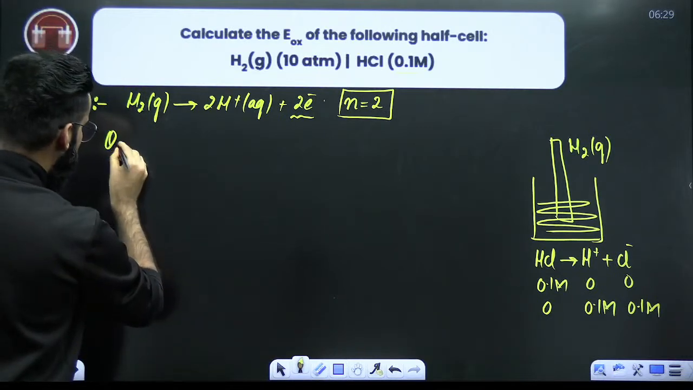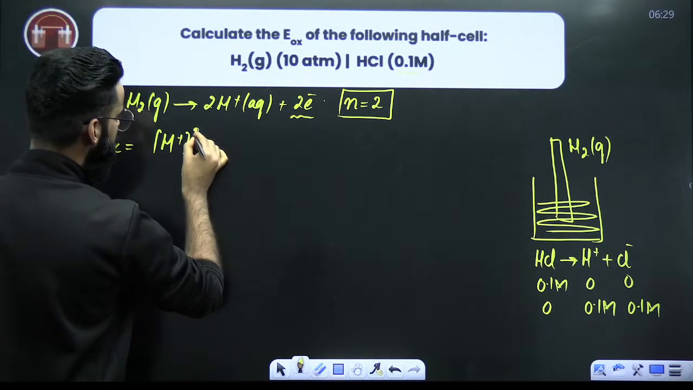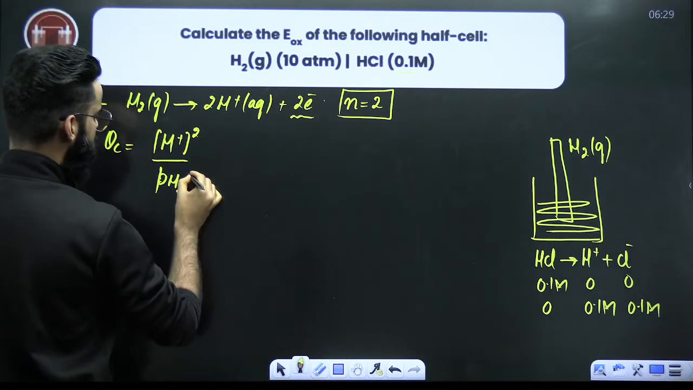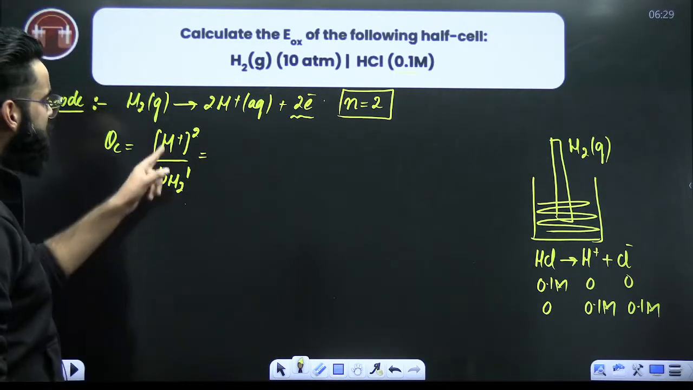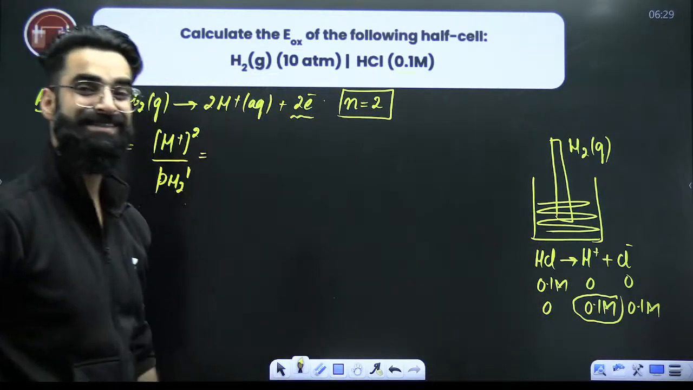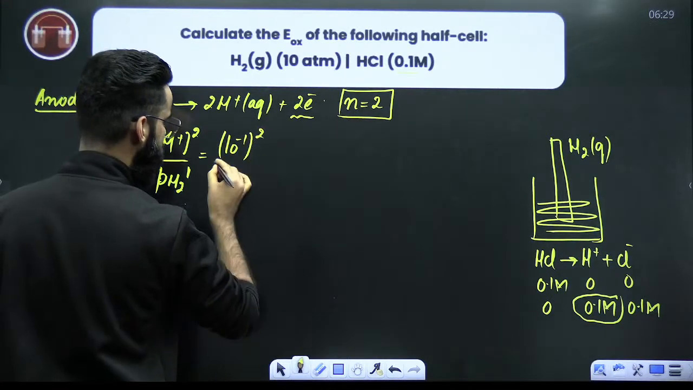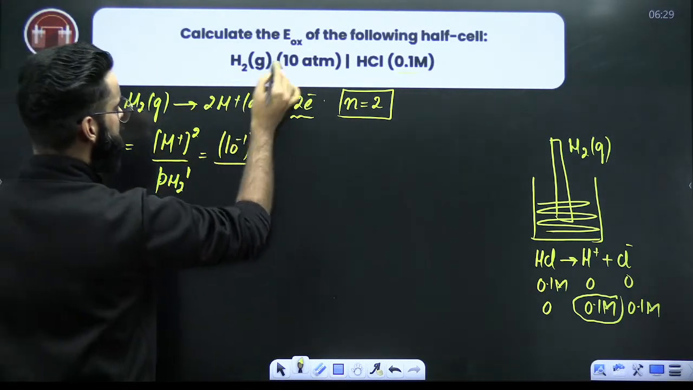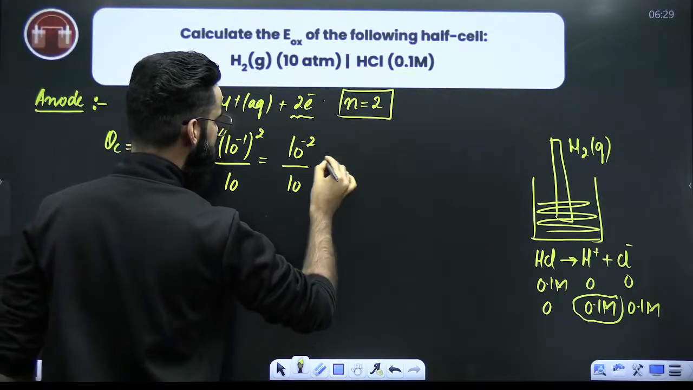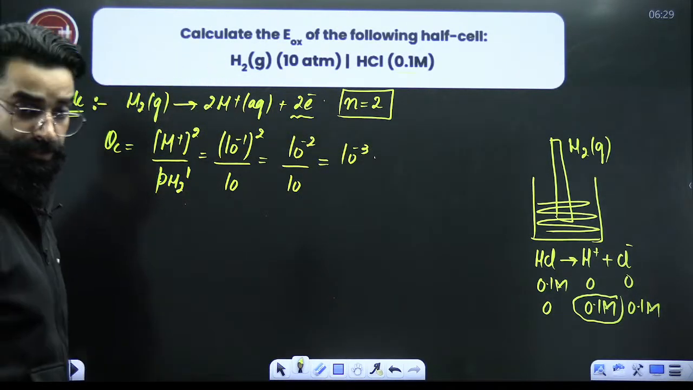Try to calculate the QC value. QC has to be the concentration of H positive raised to the power 2 divided by the partial pressure of H2 raised to the power 1. Now what is the concentration of H positive in the container? It is 0.1 molar. 0.1 means 10 raised to the power minus 1. So it's 10 raised to the power minus 1, raised to the power 2, divided by the partial pressure of H2, which is 10. So this is 10 raised to the power minus 2 divided by 10. The value comes out to be 10 raised to the power minus 3. So you got the QC value.